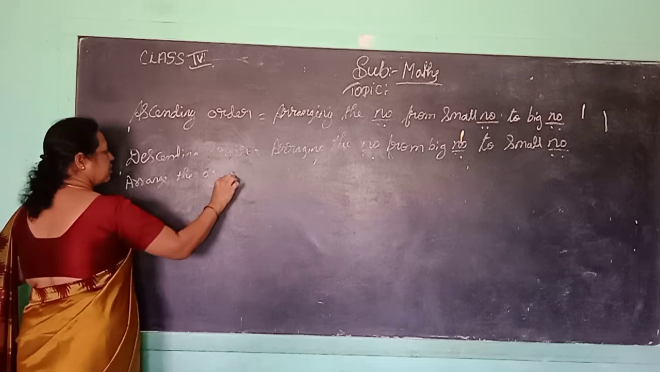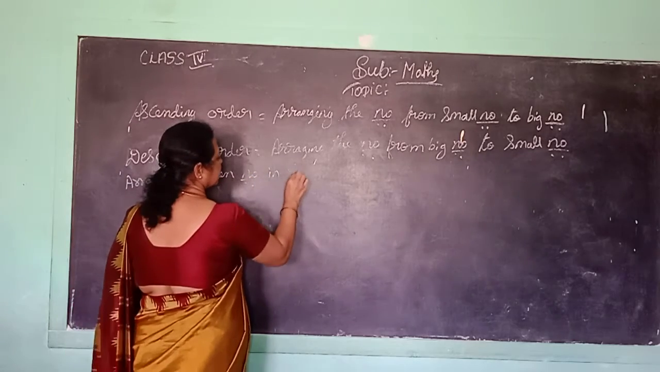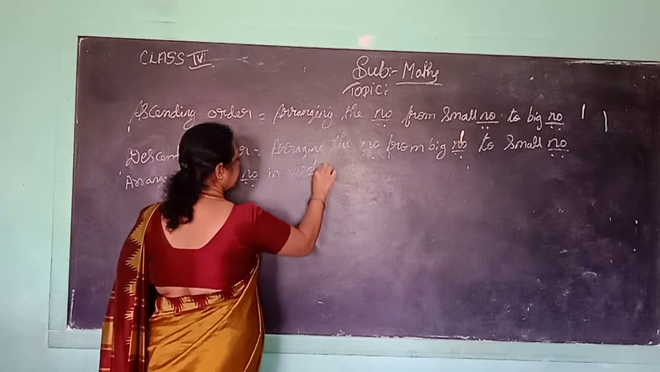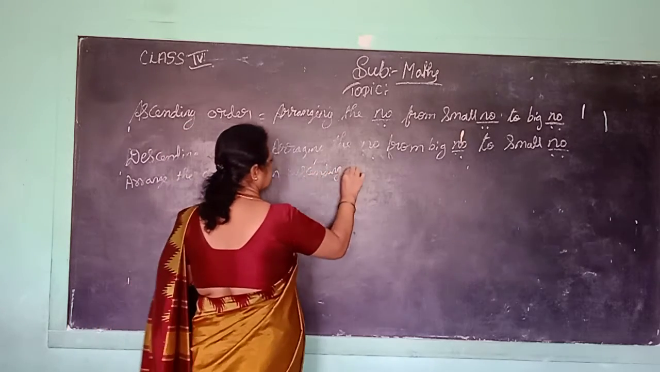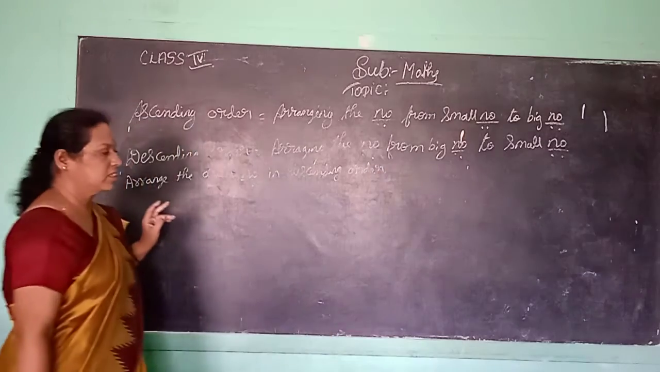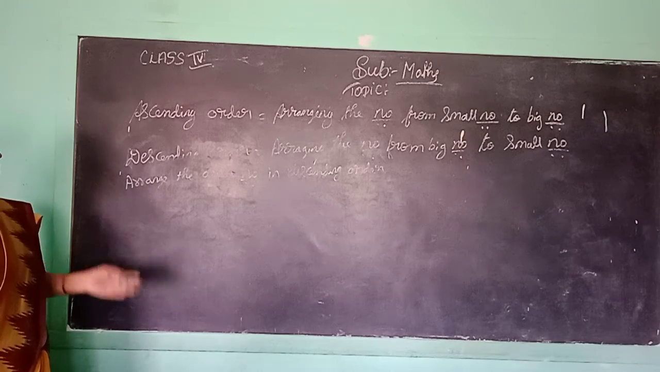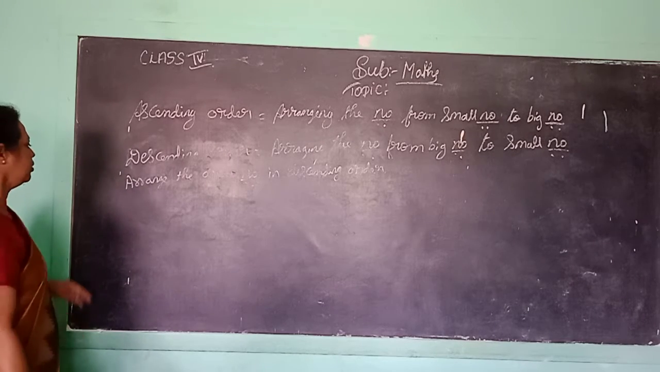Arrange the given numbers in descending order. Descending order. Descending order means what, children? From big to small. Okay, we should arrange from the big number to the smaller number.